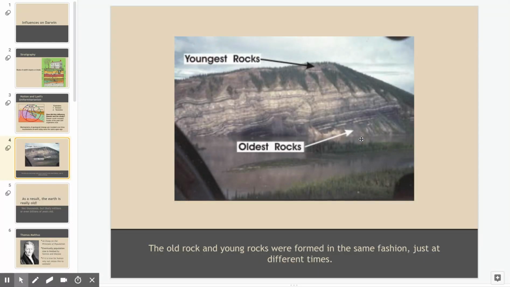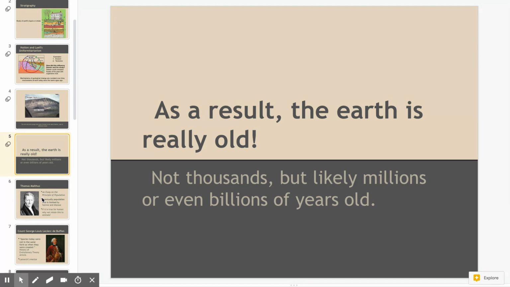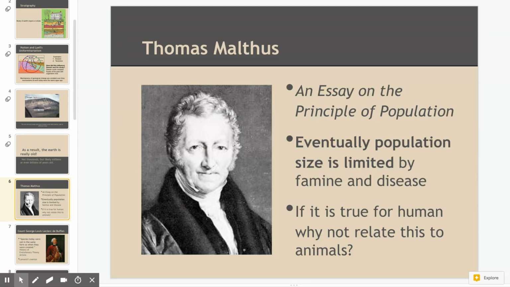Here's just another example of stratigraphy, right? So if you're looking at these layers of rock, the younger rocks are up at the top and our older rocks are down lower. This led scientists of Darwin's time to start to think that maybe the Earth is a little bit older than we thought it was. At the time that Darwin and others were doing their research, the common idea was that the Earth was a couple thousand years old. We now, in fact, know that this isn't true, and this is what Darwin and others were really criticized for saying, that the Earth is millions or potentially even billions of years old.